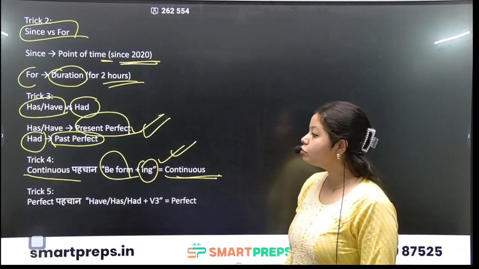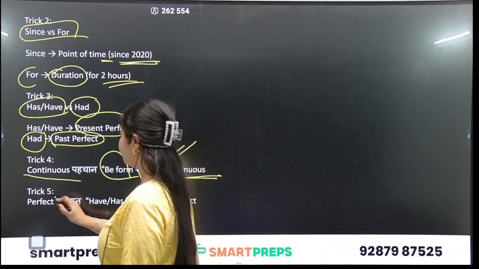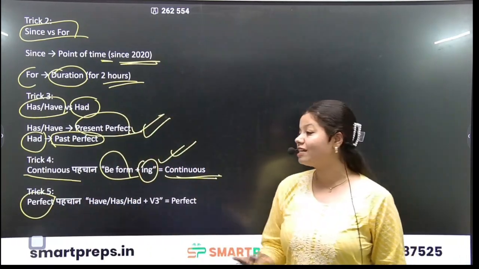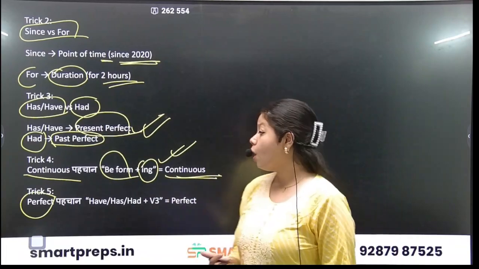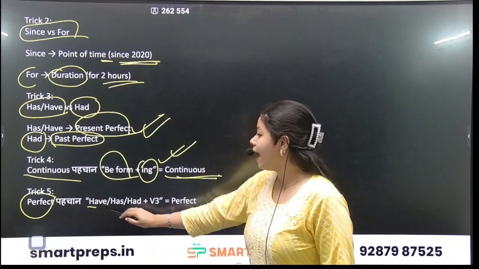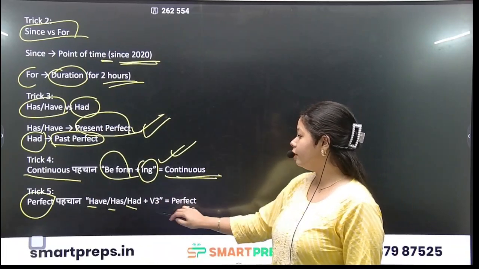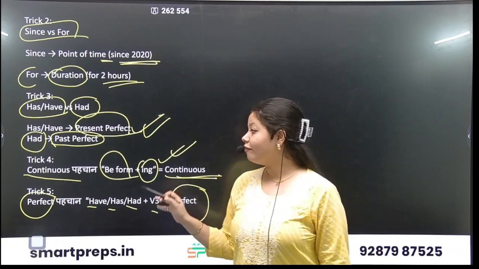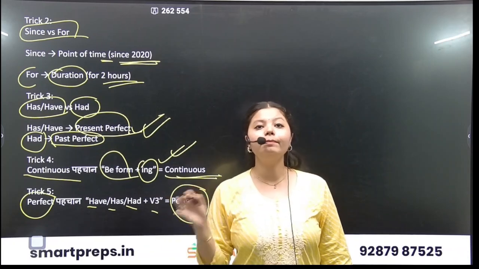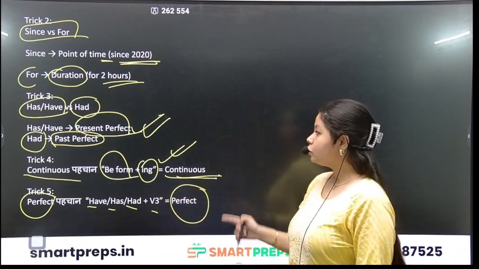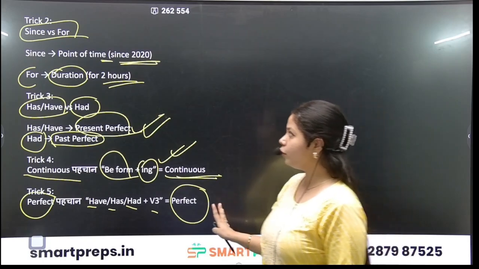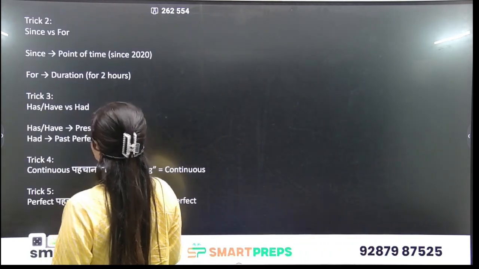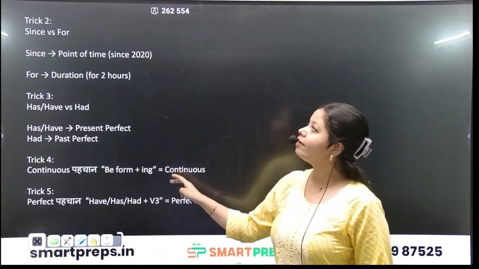Now trick 5 is perfect. How do we understand when perfect is used? Past perfect, present perfect, future perfect. Whenever there is have, has, had plus the verb, it is always perfect tense: past perfect, present perfect, future perfect. So all these are the tricks. I have given you trick 5 as perfect. So we have understood 5 types of tricks.